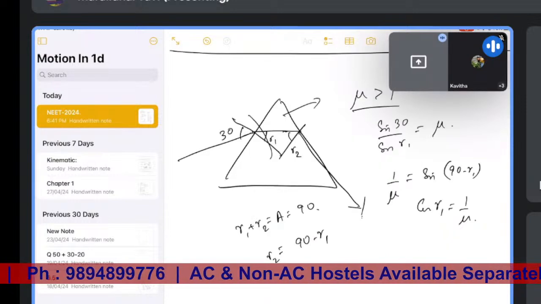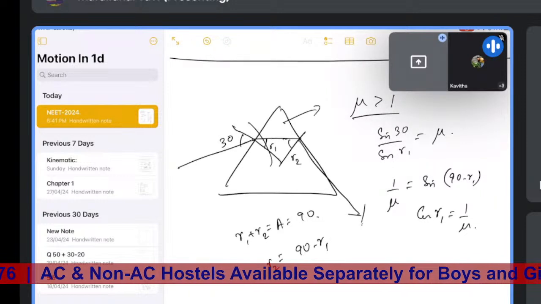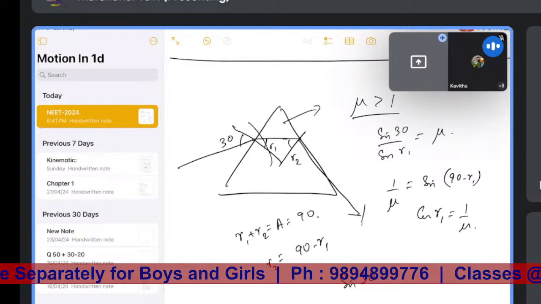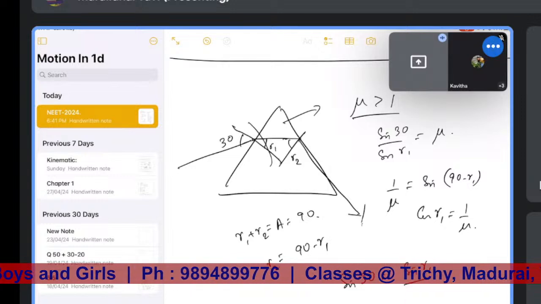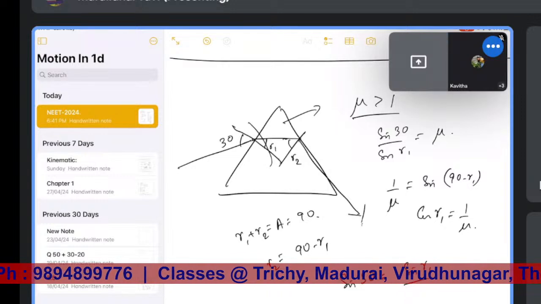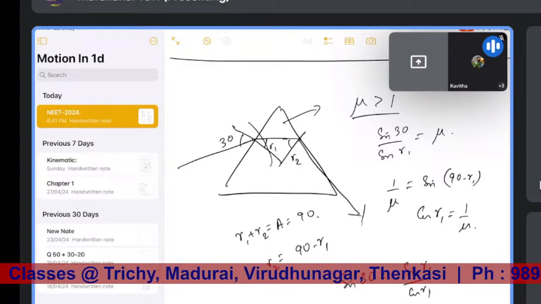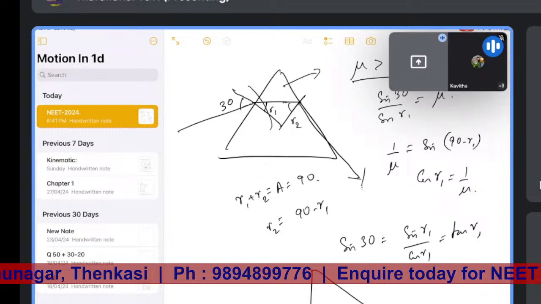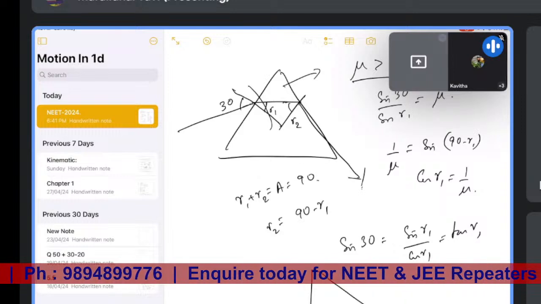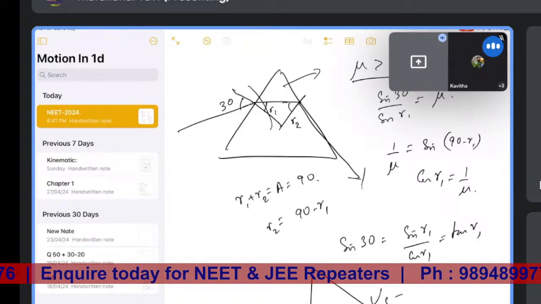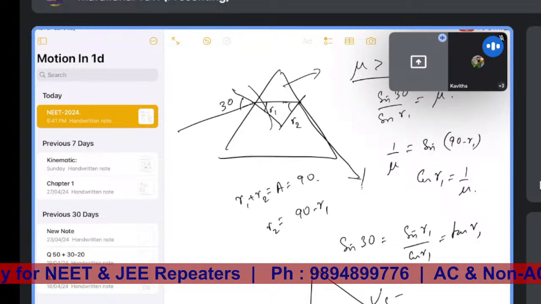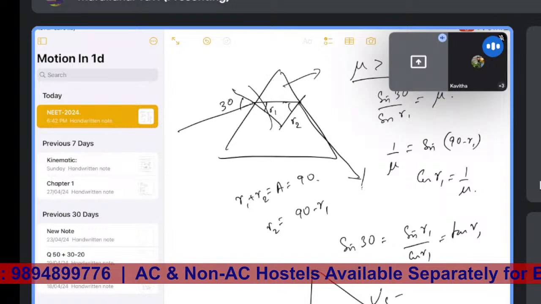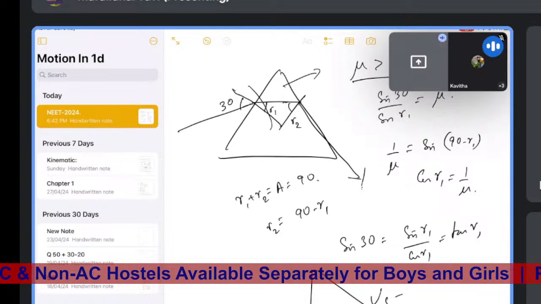From here, if I work on this, I will get that sine 30 is equal to sine R1 by cos R1, right? So sine R1 by cos R1 is tan R1. So tan R1 is sine 30, which is 1 by 2. From here you can say this is root 5, so it is root 5 by 2, where the hypotenuse is root 5. So from there you can say the answer is root 5 by 2. Right? I hope you are able to understand how to do this question.